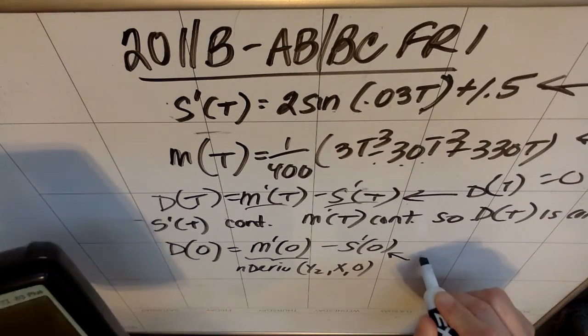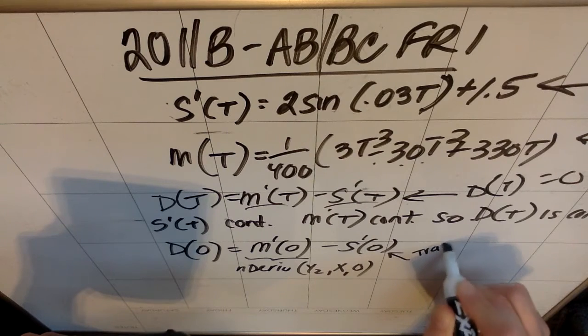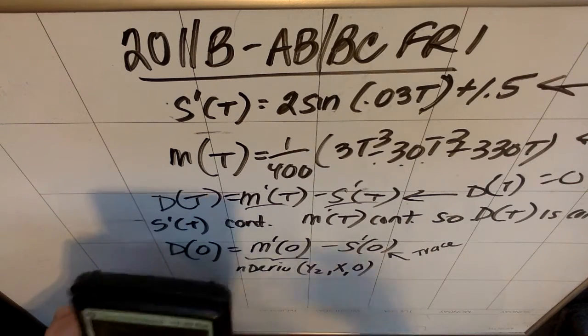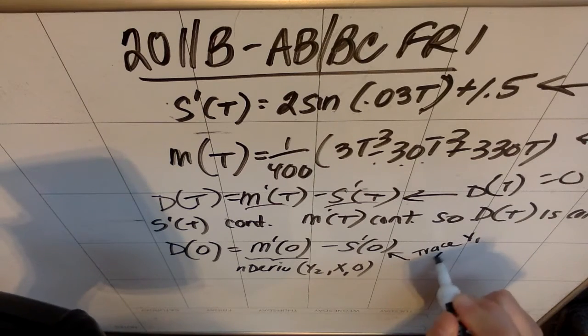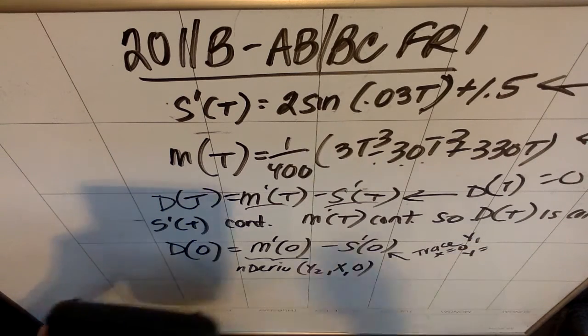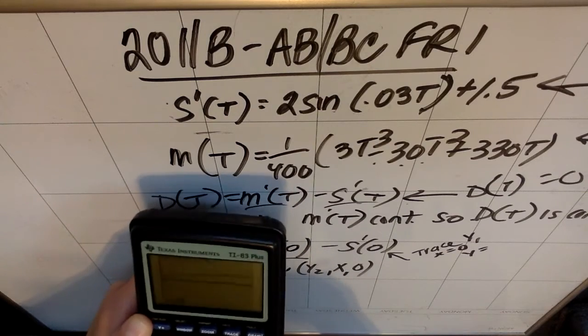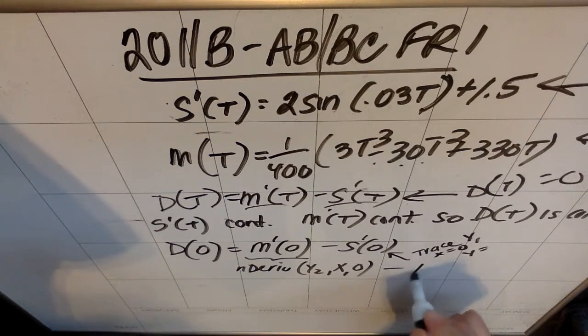So the way I would probably find this is I would hit trace. I would turn off my y2, right? I would trace my y1, I'd put in x is 0, and I'd get a y value. It's going to be 1.5, though. So if I hit graph and I hit trace 0, I'm going to get a 1.5. So this ends up being minus 1.5.